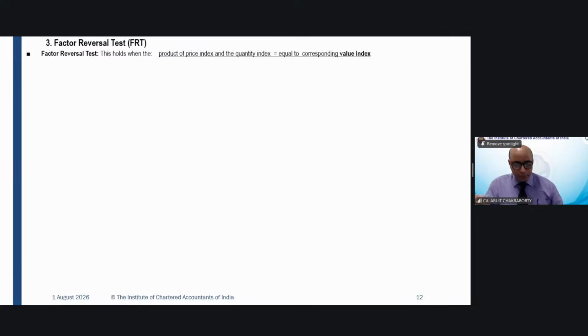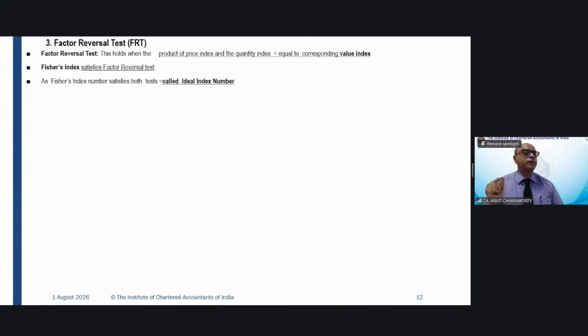So the factor reversal test, or FRT, says, if we take the price index, let's take last period's price index, and if you multiply last period's price index by the last period's quantity index, will the product provide us, shall we get the corresponding value index? So in this case also, we will see that the Fisher's index number satisfies even the factor reversal test.